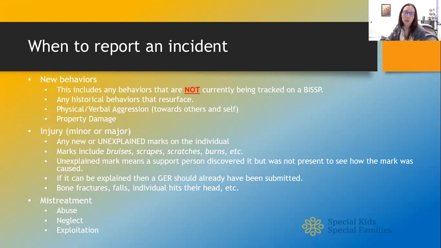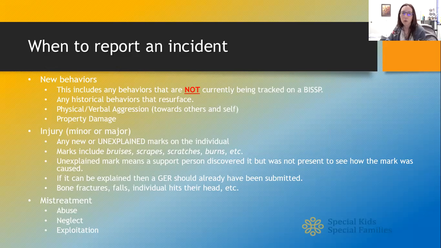Physical and verbal aggression towards others and self. So that would include those self-injurious behaviors or property damage, as the next bullet goes over, anything like that. Injury, minor or major injury, must be reported to SKSF as an incident report.